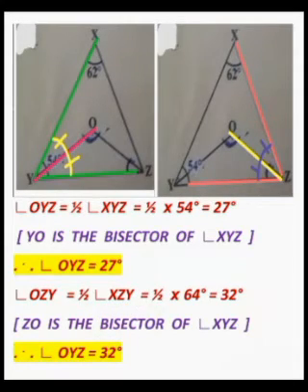That is equal to half into 64 degrees. So, if you cancel it, 2 1s are 2, 32s are 64. You got angle OZY is equal to 32 degrees. So, now children, we got here in triangle OYZ, angle Y as 27 degrees and angle Z as 32 degrees. Now, we have to find out the measure of angle O.